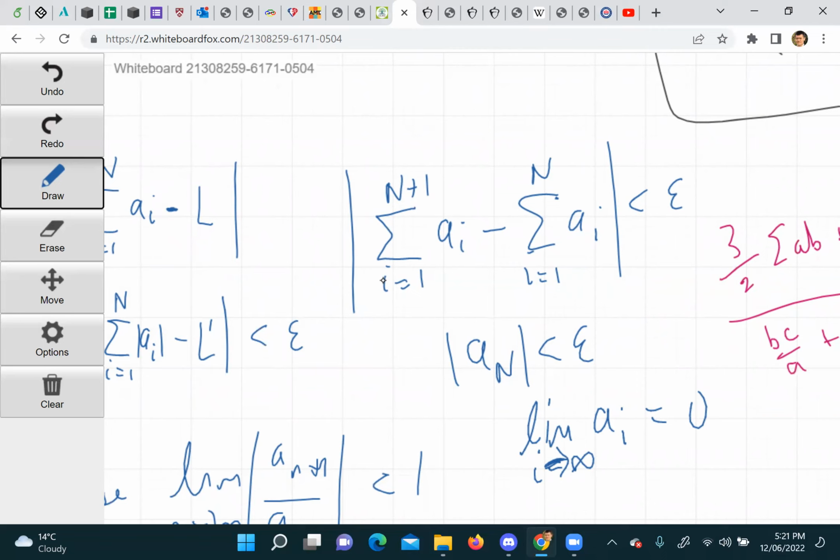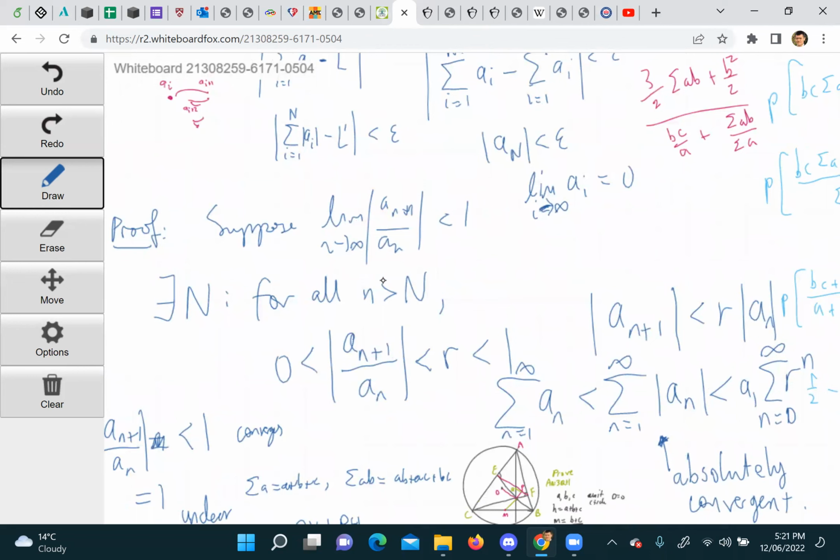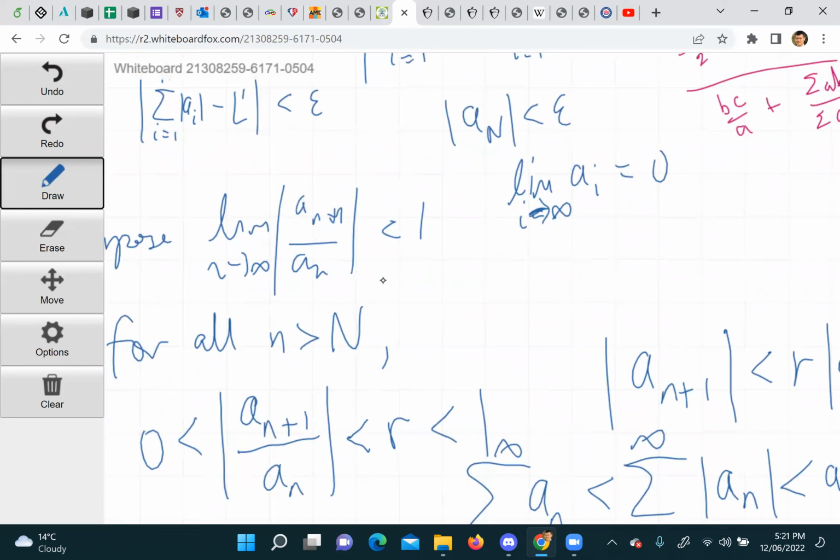So this quickly proves the other part. Because the terms have to go to 0, if the ratio test gives you something bigger than 1, then eventually a_{n+1} is bigger than a_n, and that holds for all n past a certain point. So these terms cannot go to 0, because they're strictly greater than 0. That makes sense.